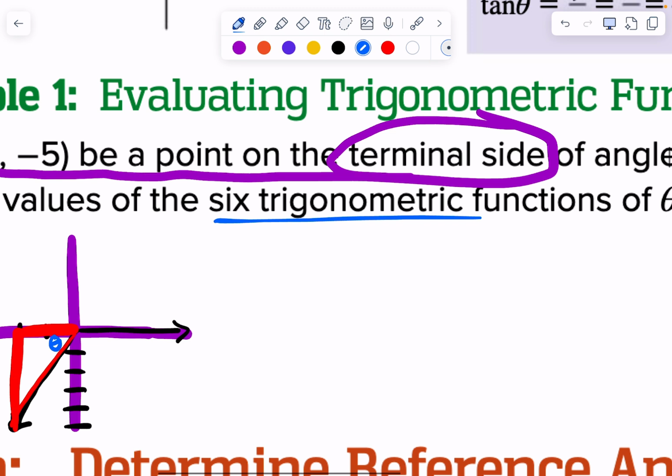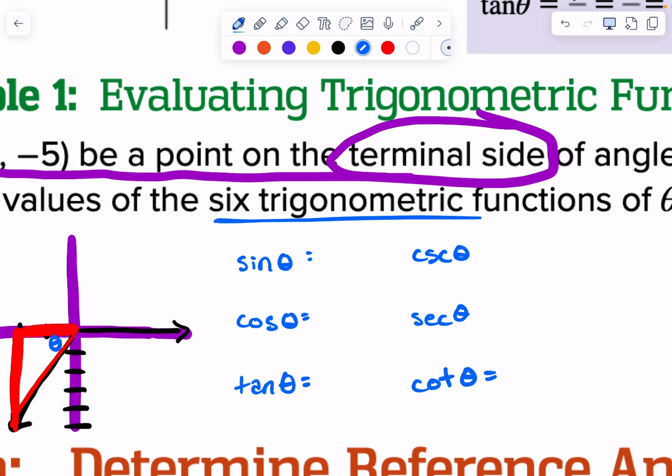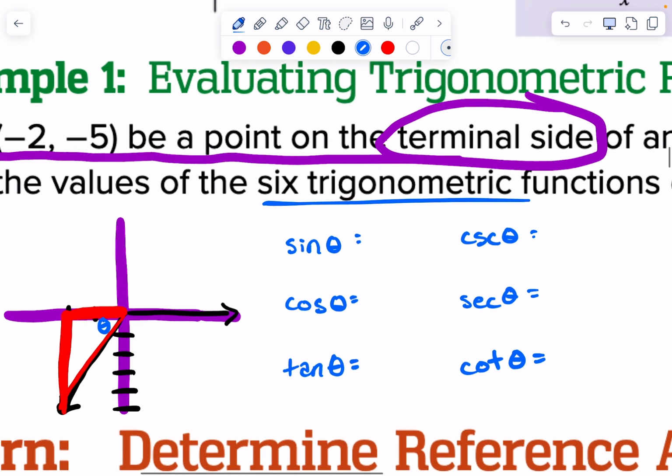Okay, so I'm just going to start with sine of theta, cosine of theta, tangent of theta. What's opposite of sine? Secant. Cosecant of theta, secant of theta, cotangent of theta. Okay, there is all of that. Very nice.